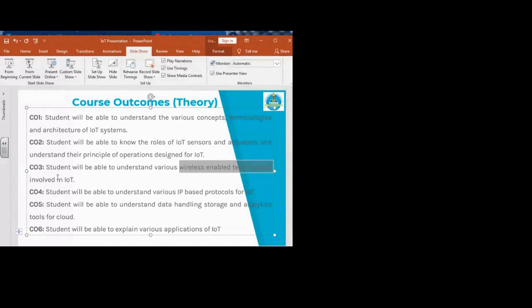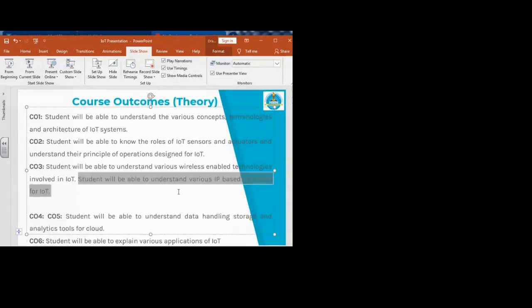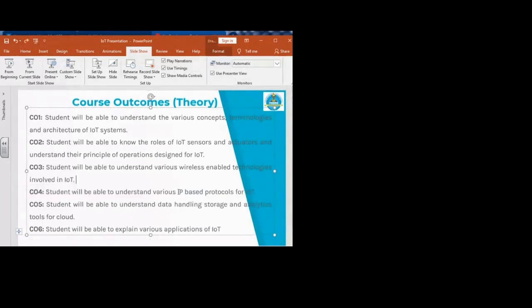Next one is your CO4, that is related to your unit number 4, and the statement is that the student will be able to understand various IP based protocols for IoT. Before proceeding to this, let me ask you one question. How many of you are aware of the IP, that is Internet Protocol?